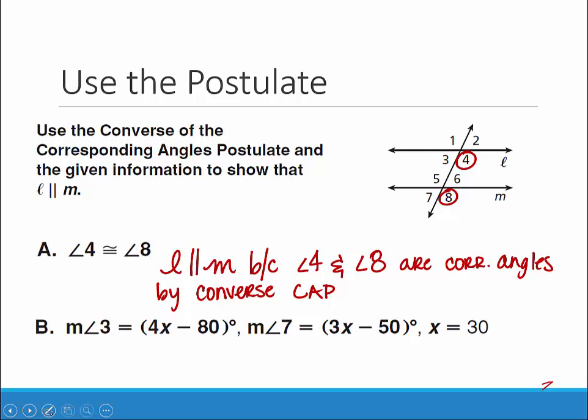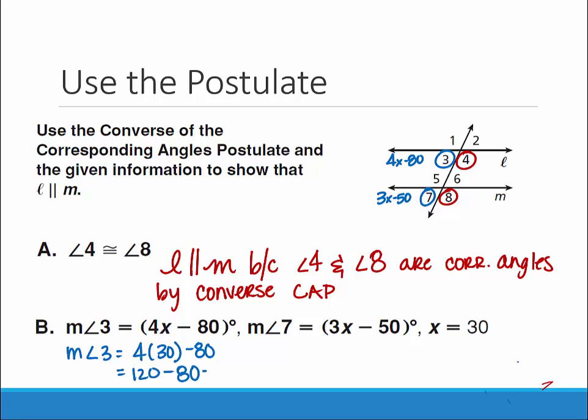So now the next one, it's a little more work. I know that angle 3 is 4x minus 80. And I know angle 7 is 3x minus 50. And they told us what x equals. It equals 30. So let's plug it in and see what happens. 4 times 30 minus 80. 4 times 30 is 120, minus 80 will give me 40. So that means that this angle is 40 degrees.